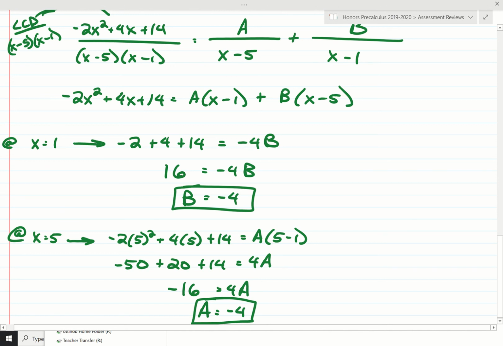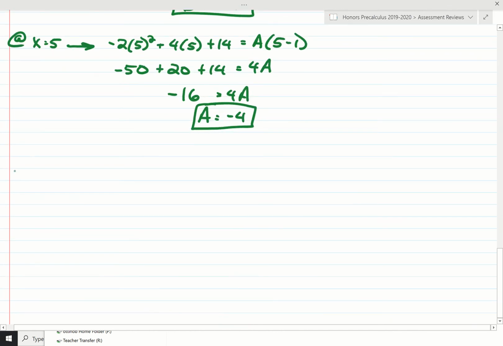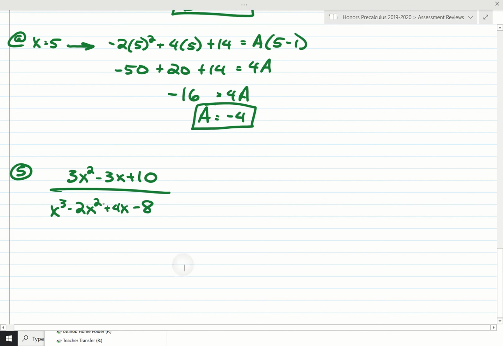All right, and let's go on to our last problem. This problem says we have 3x squared minus 3x plus 10, all being divided by x to the third minus 2x squared plus 4x minus 8. Now to factor this, we could factor by grouping. We could take out an x squared, we have x minus 2. Take out a 4, we have x minus 2. So the bottom factored would be x squared plus 4 times x minus 2.